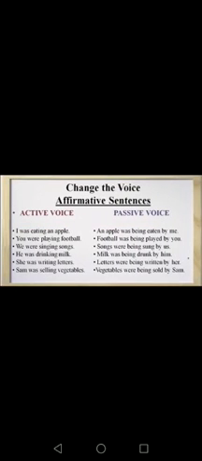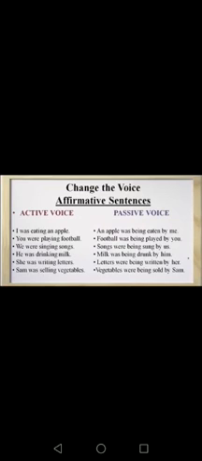Here are some examples. We will read them one by one. Firstly, we will discuss one active voice sentence and then we will change it into passive. I was eating an apple. An apple was being eaten by me.